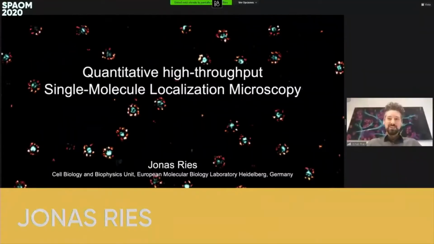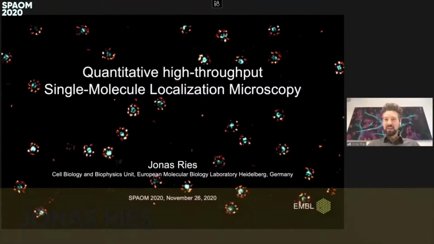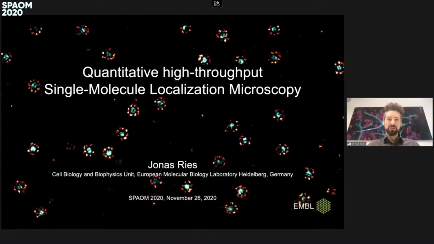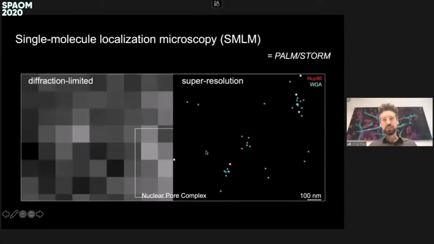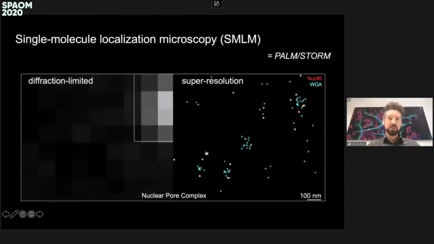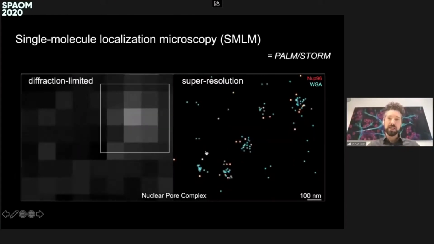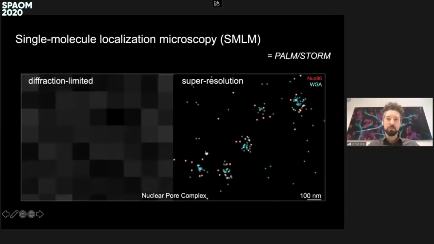So my name is Jonas Ries, and my group at the EMBL in Heidelberg is interested in understanding how complex protein machines are organized in cells. And for this, we are developing new tools for super resolution microscopy. The technology that basically all our work is based on is single molecule localization microscopy, and you might also know this under the acronyms of PALM or STORM.